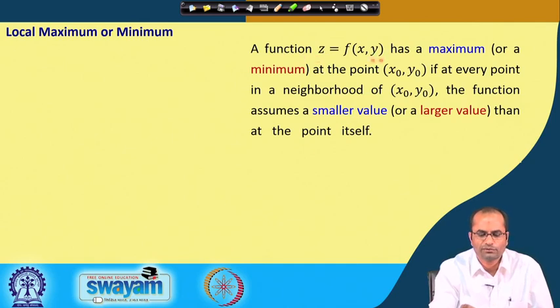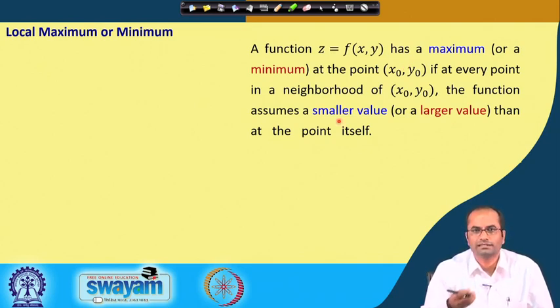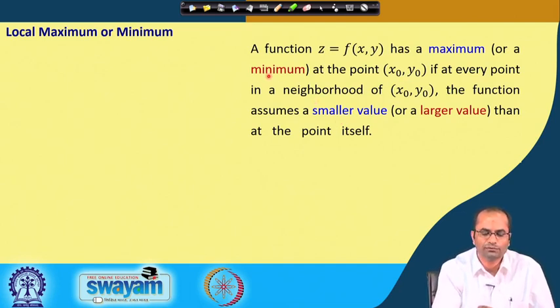So, a function z is equal to f(x, y) has a maximum at the point (x0, y0) if at every point in a neighborhood of this point the function assumes smaller values than the point itself. So, meaning here we are calling that the function is taking maximum value at this (x0, y0) point if at all other points in the neighborhood of this point the function is taking smaller values. So, naturally the function has attained local maximum at this point, and similarly we can define for the minimum also.